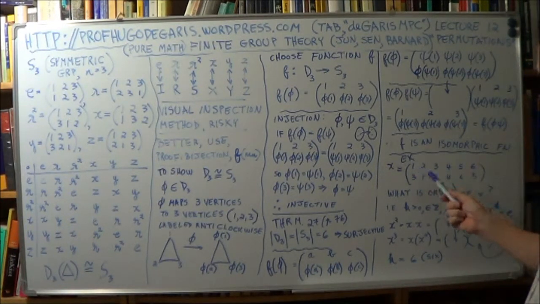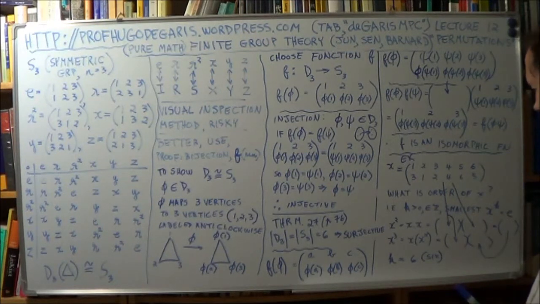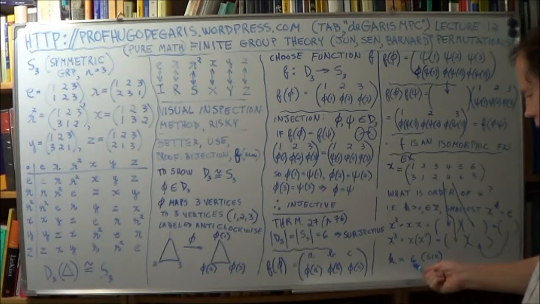Now the order of the group: how many elements does it have? 720. So the order of that group is 720, whereas the order of the element is 6.